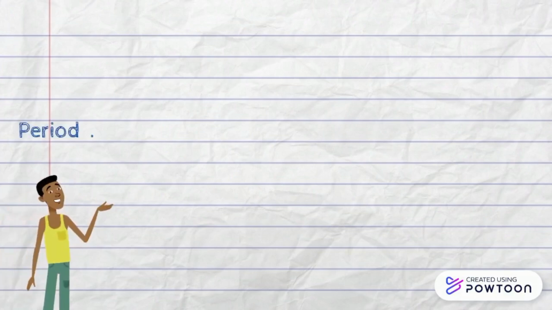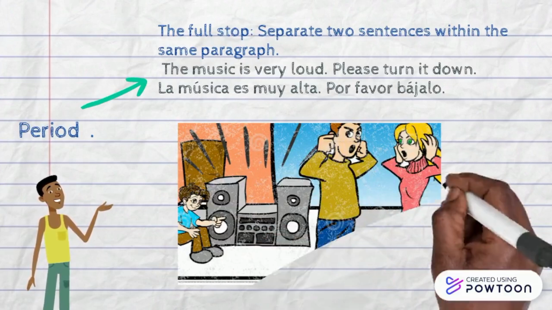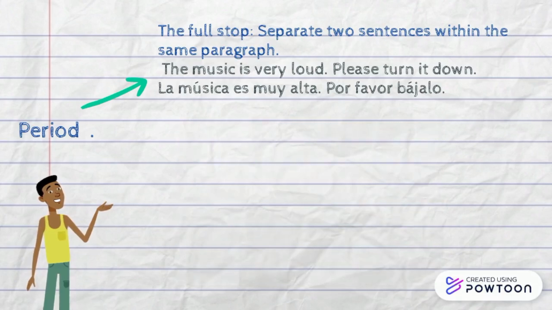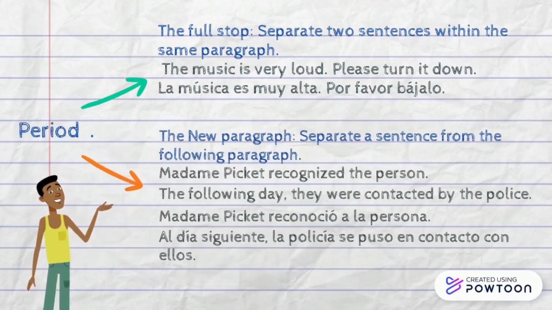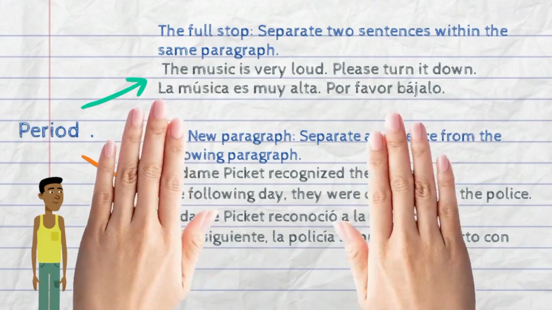Period. The period in both English and Spanish can be used for two purposes. The full stop: it is used to separate two sentences within the same paragraph. For example, "The music is very loud. Please turn it down." The new paragraph: it is used to separate a sentence from the following paragraph. For example, Madame Piquet recognized the person the following day. They were contacted by the police.